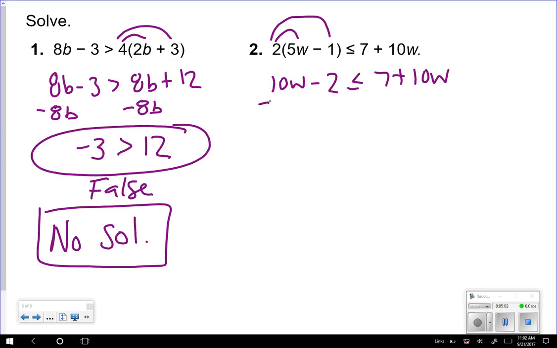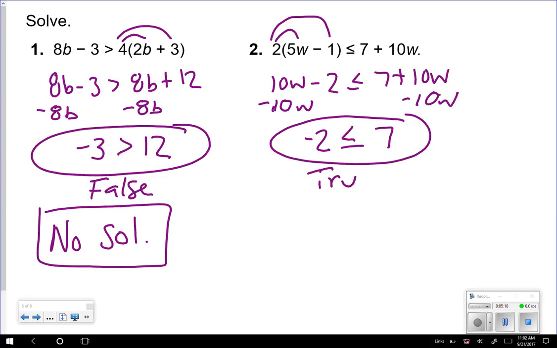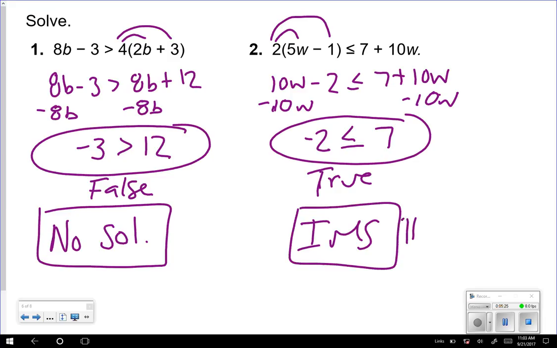I'm going to subtract 10w from both sides because I need my variables on the same side. I'm left with negative 2 is less than or equal to, well, these also cancel, 7. Is negative 2 less than or equal to 7? This is true. So what's our answer going to be? Infinitely many solutions, or another way to say that is all real numbers. Okay, so you can have these special solutions with inequalities as well.